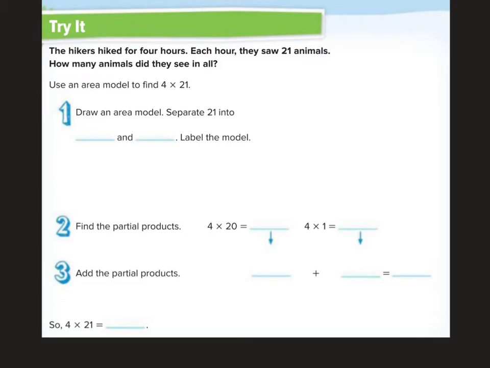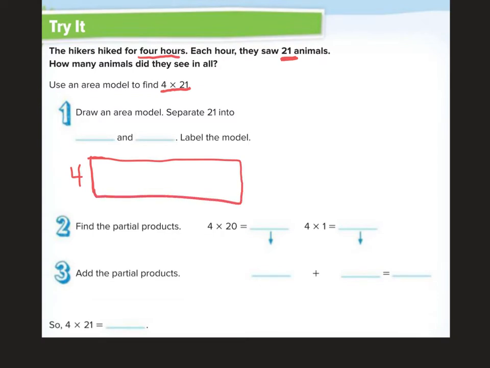The hikers hiked for 4 hours. Each hour they saw 21 animals. How many animals did they see in all? So we're trying to find 4 times 21. Okay, so here's what I like to do when I make my models. I put the smaller number on the side. And then I make my rectangle.